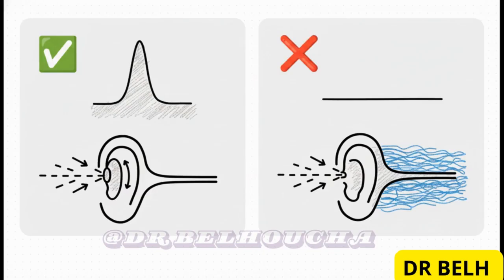But what if there's fluid stuck behind it? Well, that fluid pushes back. The eardrum is stuck. It can't move. And what do we see? A flat line. It's that simple. Just by understanding pressure, you can instantly see the problem.